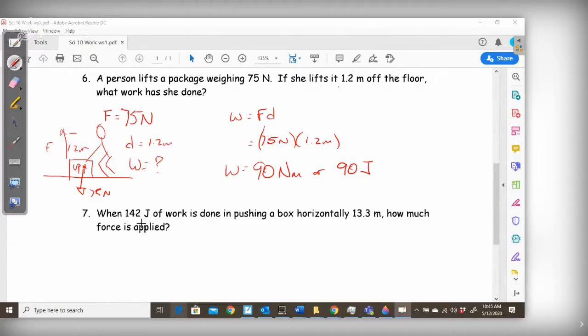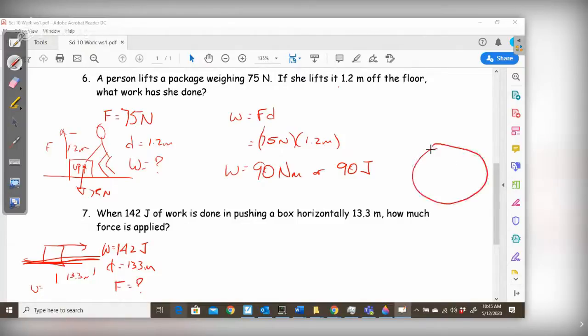When 142 joules of work is done pushing a box horizontally 13.3 meters, how much force is applied? All right, so here we have our flat ground. Here we have our box and we're pushing it. And the distance traveled is 13.3 meters. And the work is 142 joules. So that's our work. We have our distance, which is 13.3 meters. And we're trying to find the force.